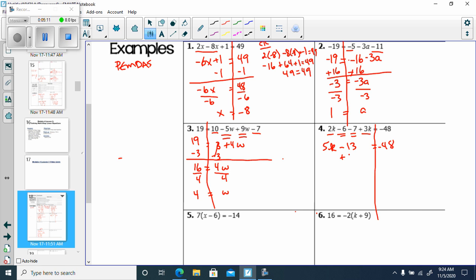Okay, solve for k. Let's add 13 to both sides. And I've got 5k is equal to negative 35. And let's divide both sides by 5. And k is equal to negative 7.